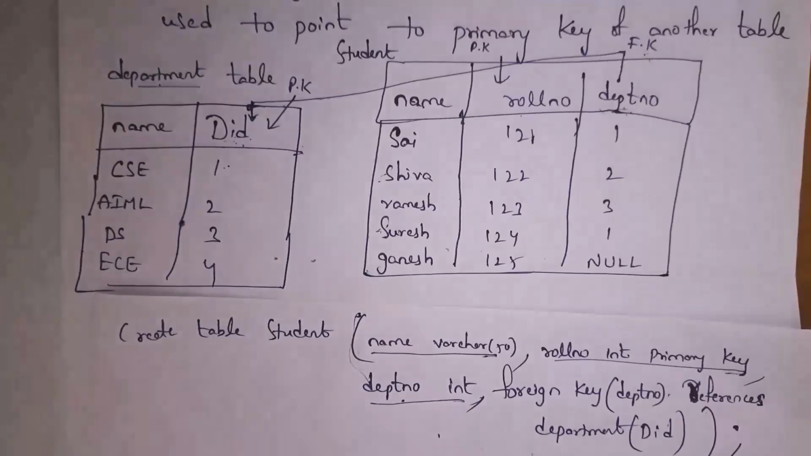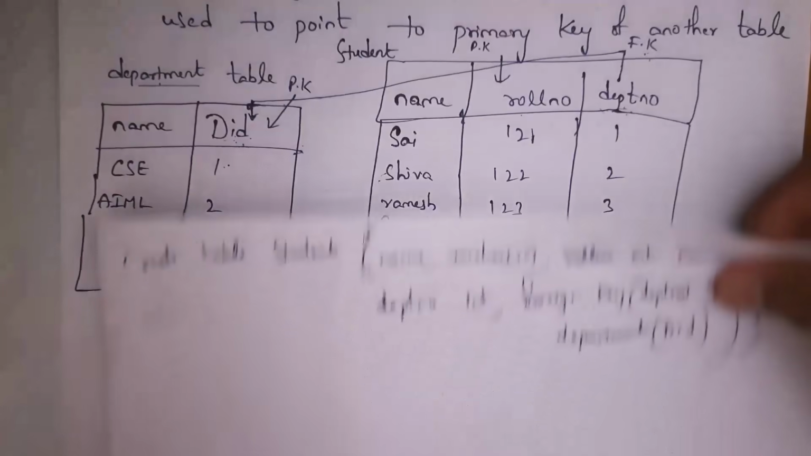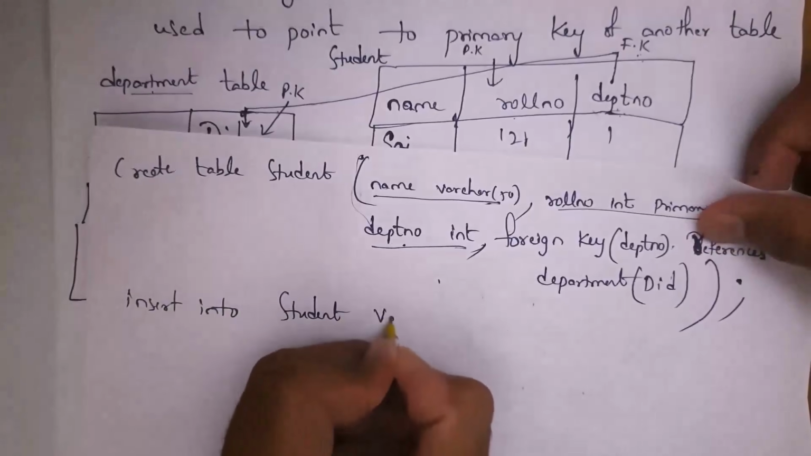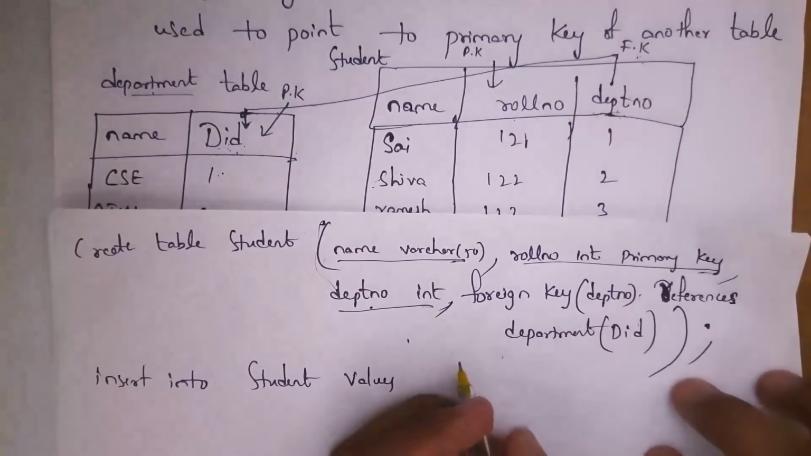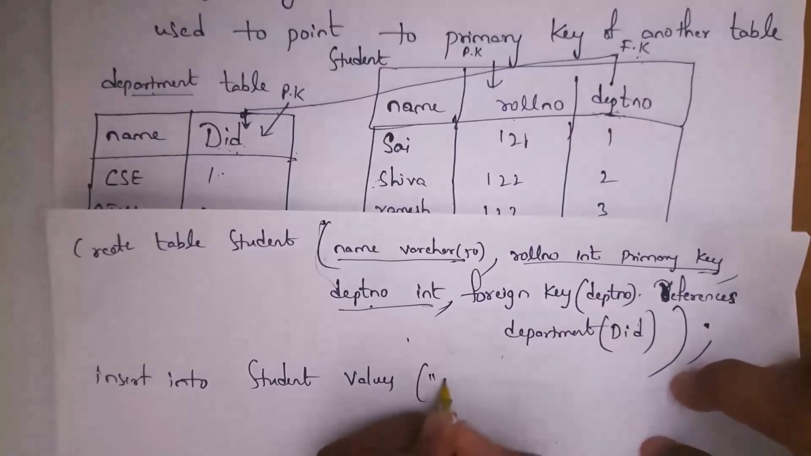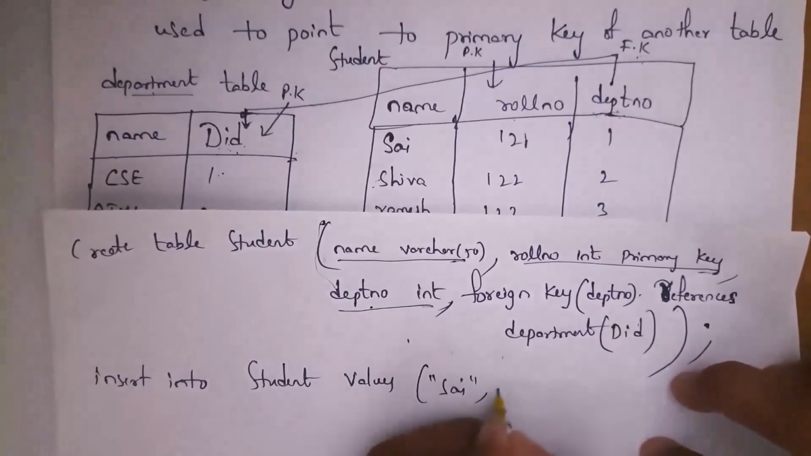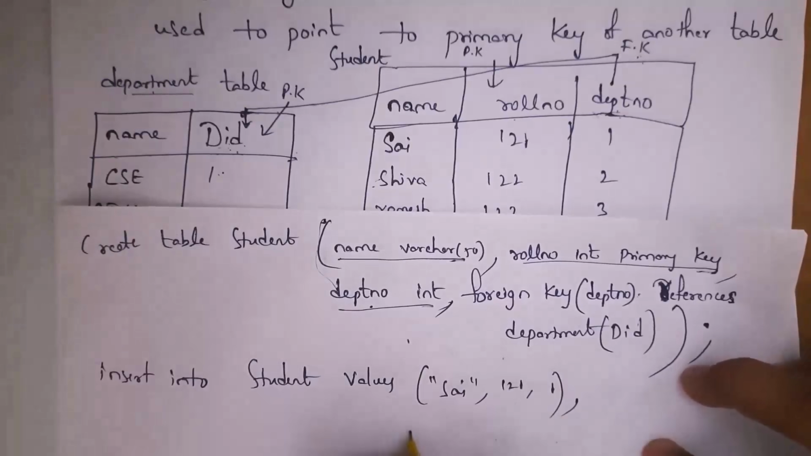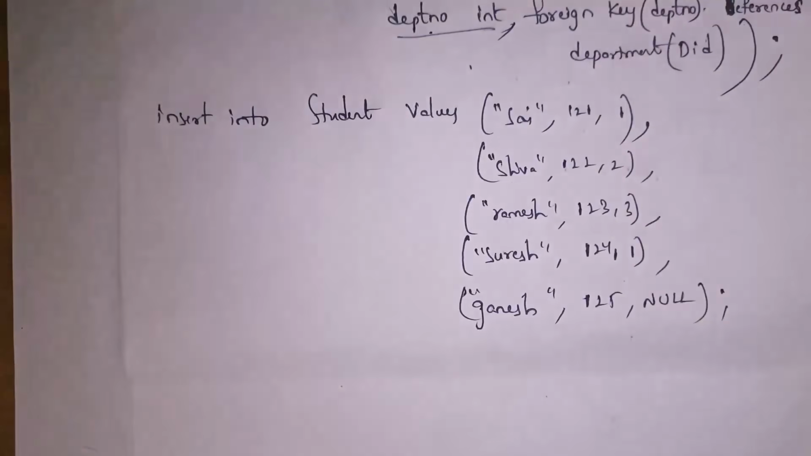Now I want to insert values. So write here insert into the table name, that is student, values. The first value is Sai, 121 and 1. So write Sai in quotations, comma 121, comma 1, and again take another bracket. These are the values that I want to insert.